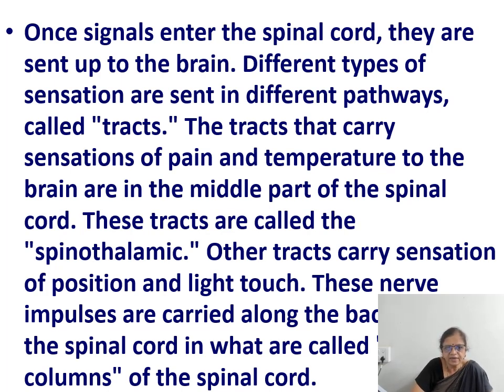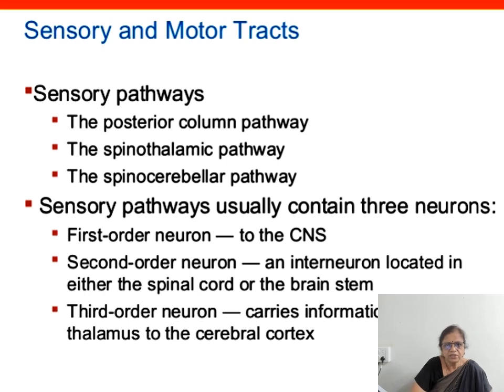The tracts that carry sensations of pain and temperature to the brain, in the middle part of the spinal cord, are called spinothalamic tracts. Other tracts carry sensations of position, joint sense and light touch. These nerve impulses are carried along the backside of the spinal cord in what are called dorsal columns of the spinal cord. So sensory pathways can be the posterior column pathway, spinothalamic pathway and spinocerebellar pathway.